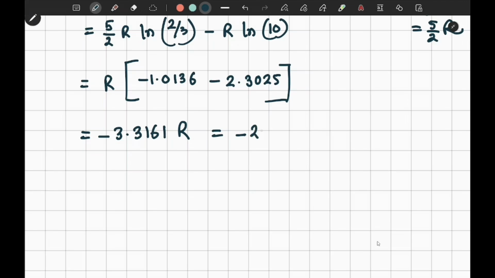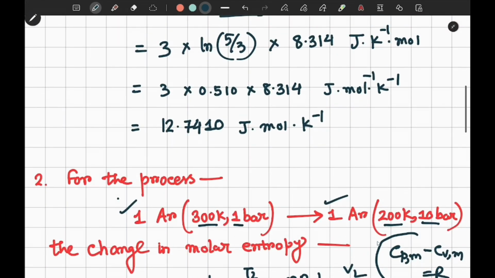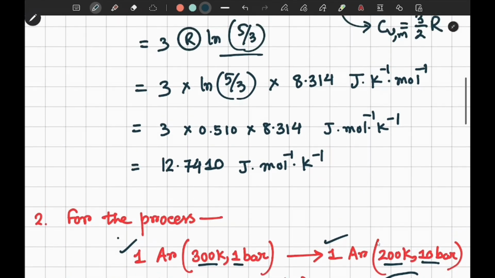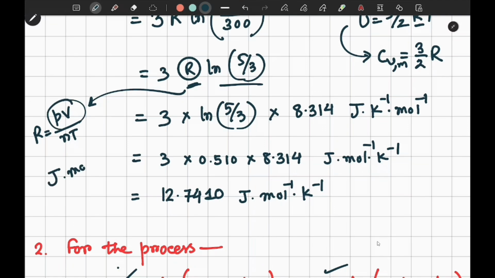So it is minus 27.57 joule per mole per Kelvin. That is the unit. Okay. That should be right, because this is the unit of R. What is the R? R, you know, is PV by nT. PV is the force, that is joule, n is mole inverse and T is Kelvin inverse. Okay.